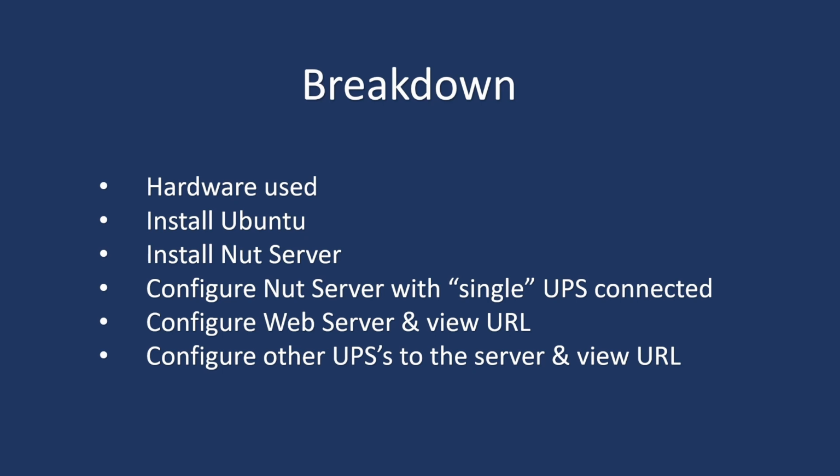Here is how I'm going to break down my video. Number one, we'll discuss the hardware used. We'll install Ubuntu on the microSD card, which is attached to the hardware. Then install the NUT server. We'll configure the NUT server with a single UPS connected. We will then configure the web server and view the URL. We'll later configure other UPSs to the server and view the URL. Okay, so let's look at the hardware used.